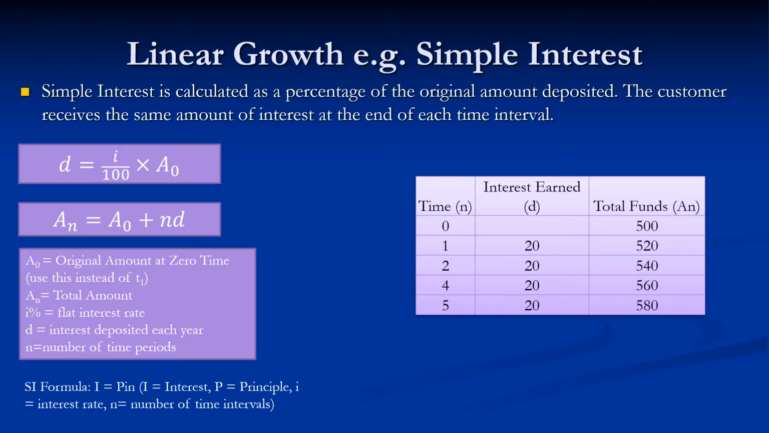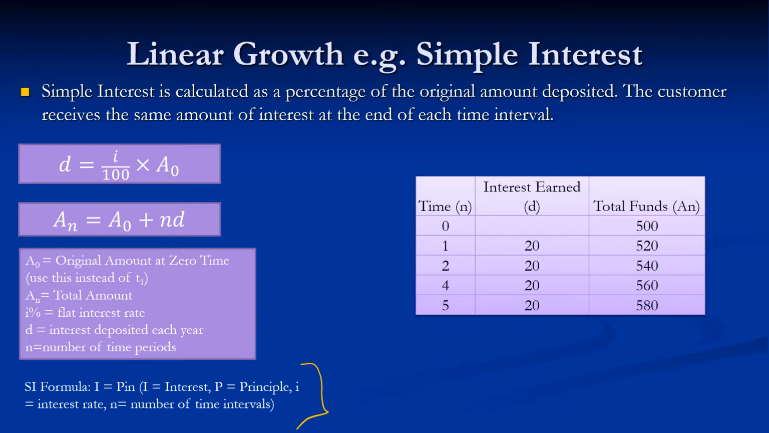So simple interest is calculated as a percentage of the original amount deposited, and the customer receives the same amount of interest at each time interval. Now you're used to I equals PRN down here, and you would have done this last year with me. What we want to have a look at now is how we express this as a recursion formula or as an arithmetic sequence.